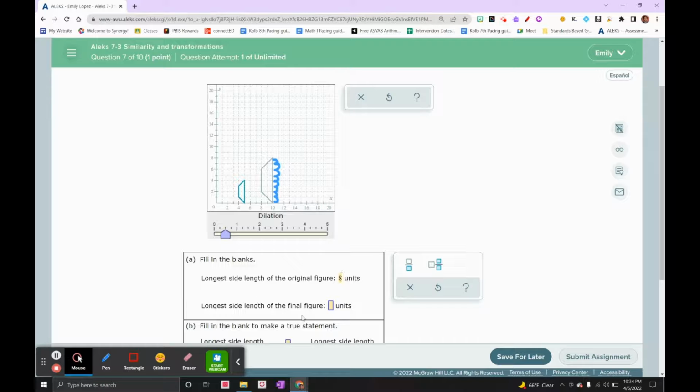The longest side length of the final figure, the one that we get after moving the slider, is 1, 2, 3, 4. It's only 4. Remember the scale factor is 1/2, which means it reduced by half. So half of 8 is 4.